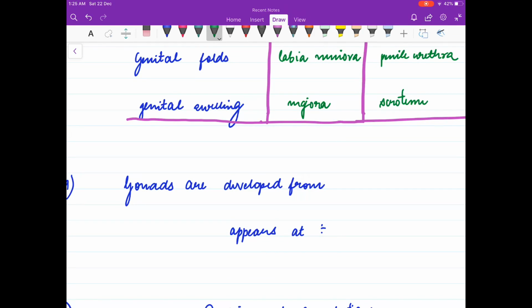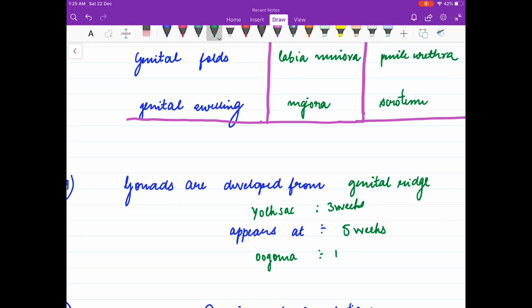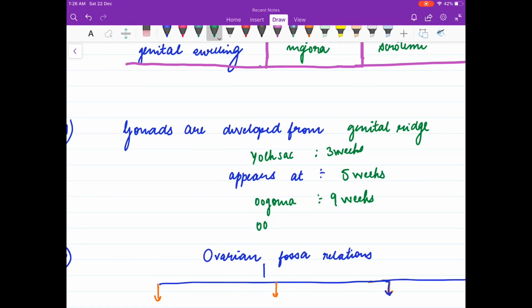Gonads are developed from genital ridge, and genital ridge is formed at 5 weeks. Yolk sac is developed at 3 weeks. Oogonia start forming at 9 weeks, and oocytes form at 12 weeks.